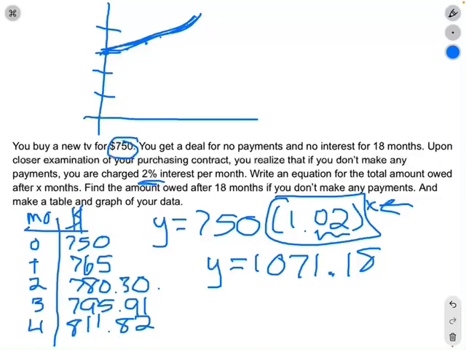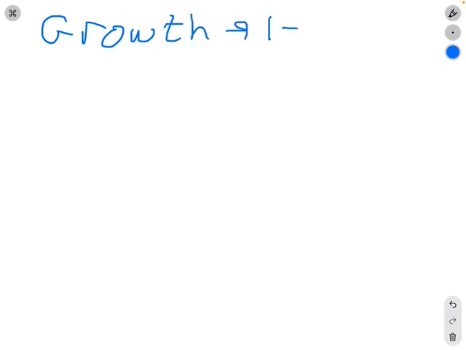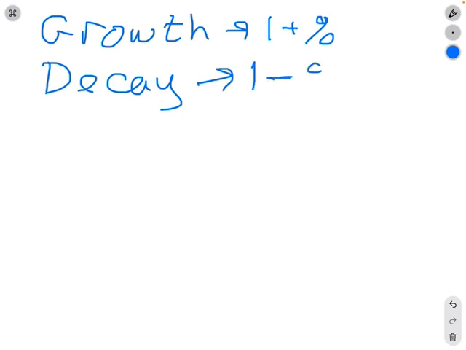So, let me erase all of this. So, for growth, you do 1 plus your percent. For decay, you do 1 minus your percent. Okay? So that's totally fine. You guys can do that.